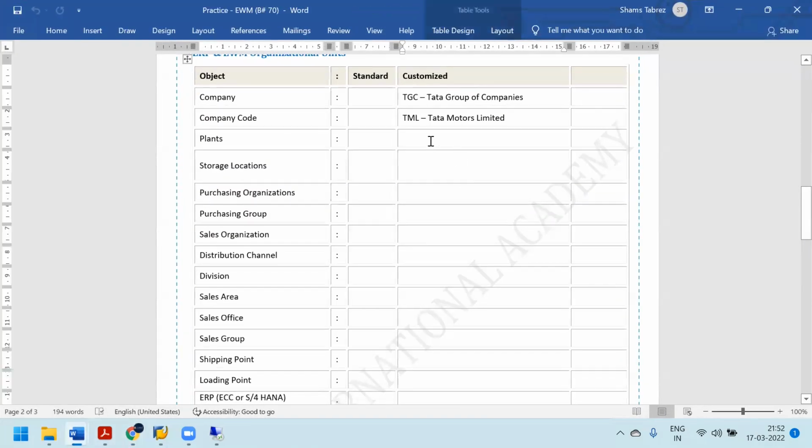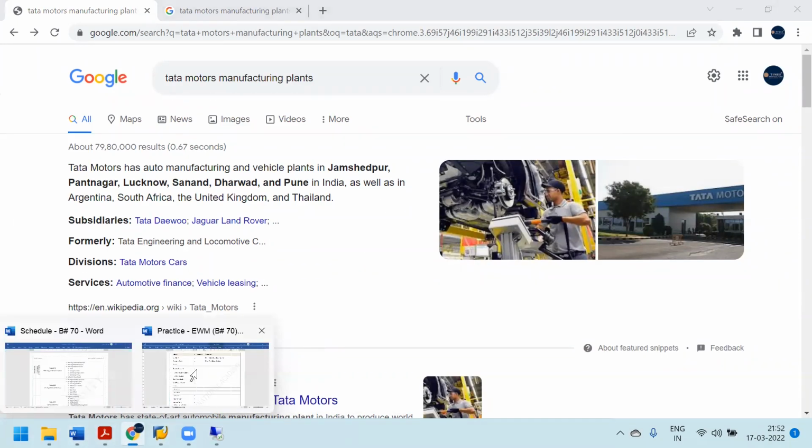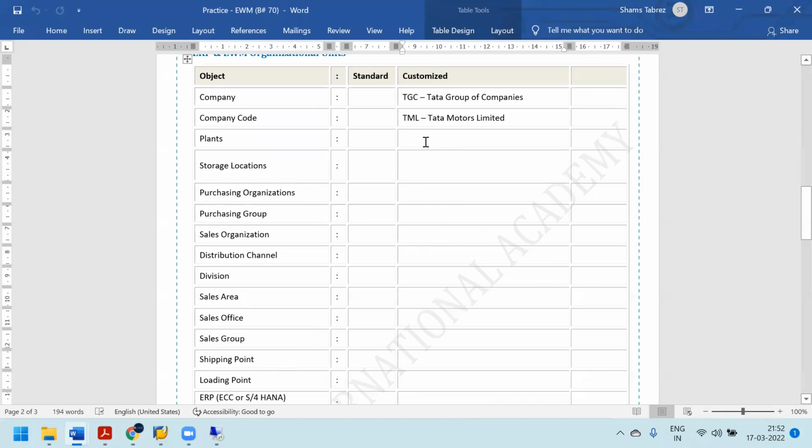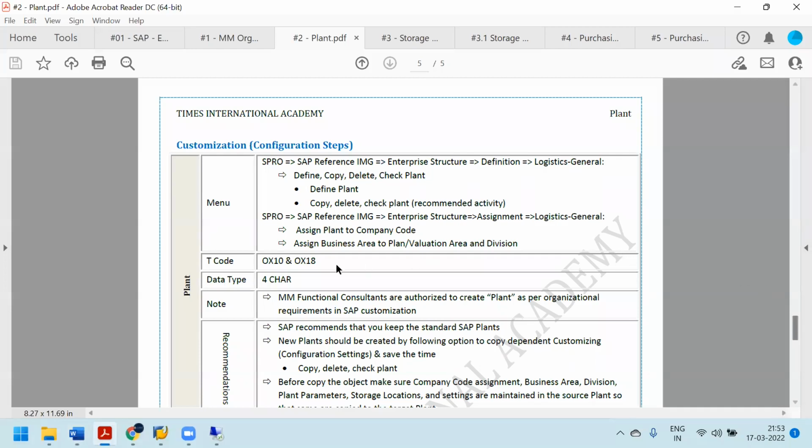So what we will do is, I will take into consideration 3 plants: Jamshedpur, Dharwad, and Pune. First of all, what we need to understand is the data type. As you can see here, the data type for the plant is 4 characters. As we discussed yesterday, when we say character, it means we can use only numbers, only alphabets, or alphanumeric, both possible, and the maximum is 4.